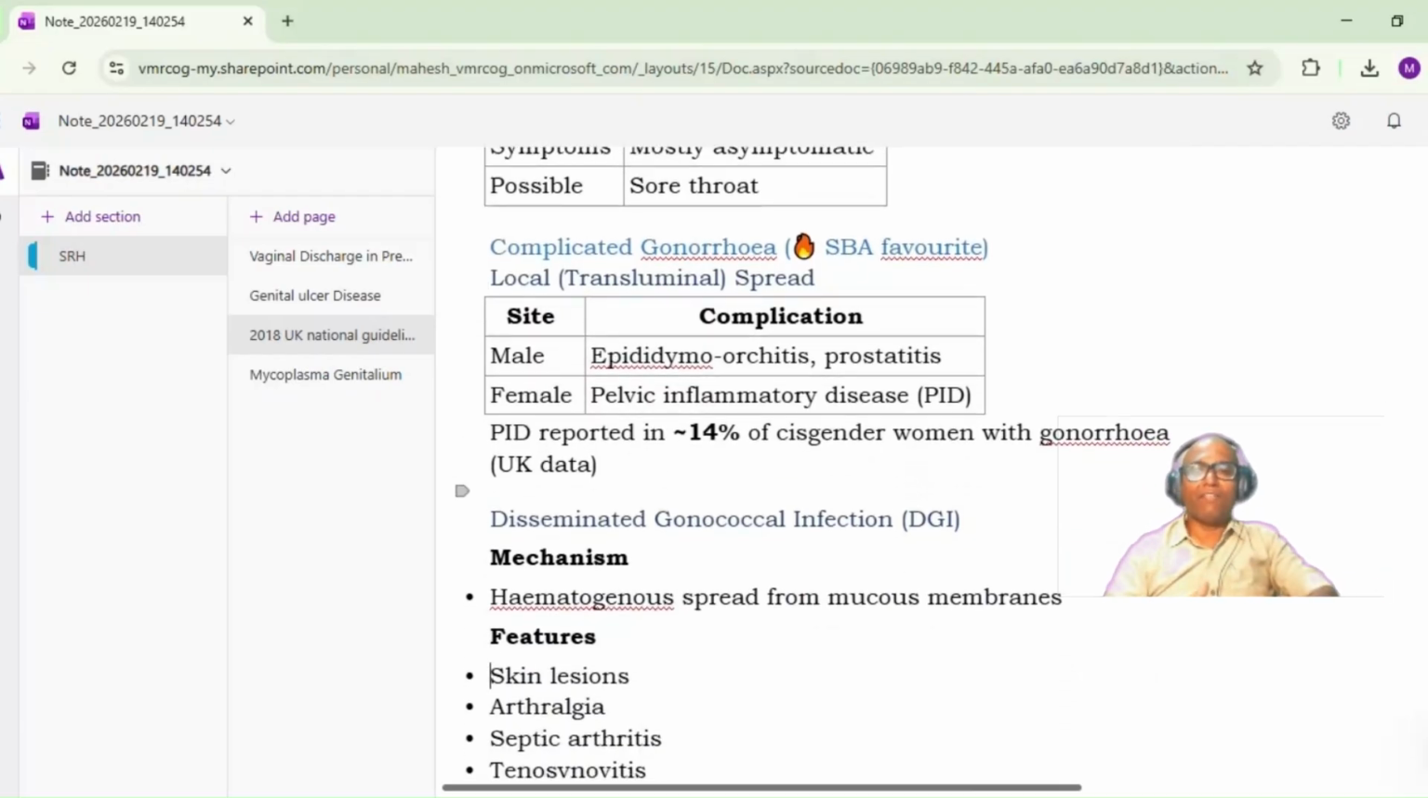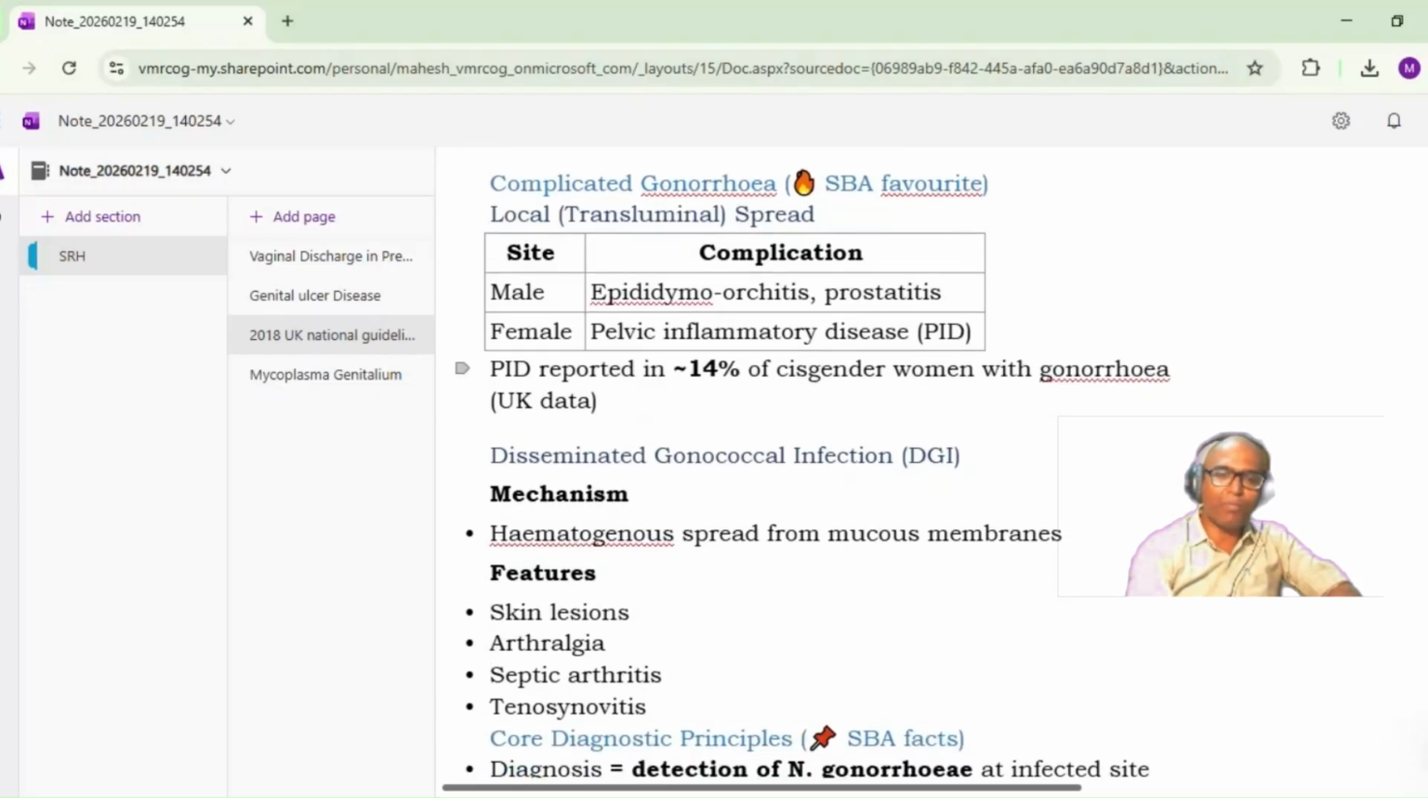You can have a complicated gonorrhea, and generally the spread is local, that is, a transluminal spread. In males, there may be epididymo-orchitis, prostatitis, etc. In females, there will be pelvic inflammatory disease. Remember this number: PID is reported in 14% of patients with gonorrhea. What is the prevalence of PID in patients with gonorrhea? Around 14%.